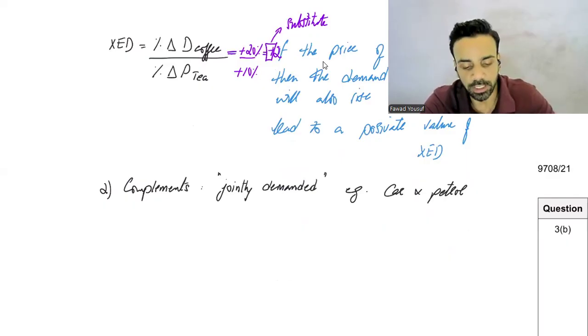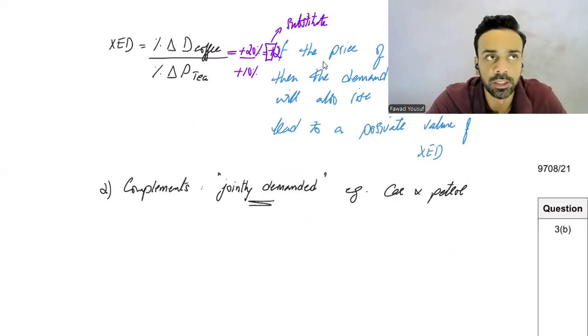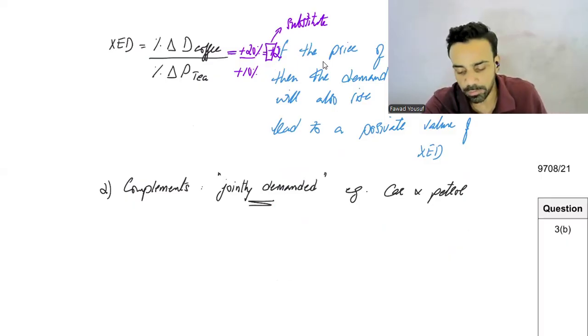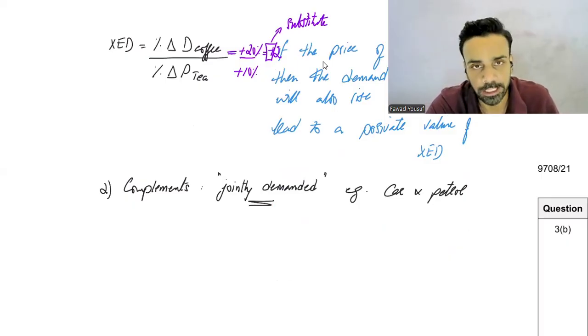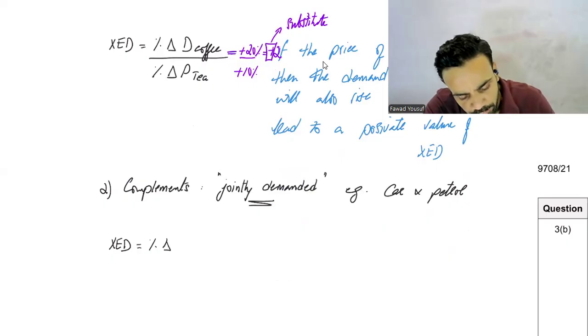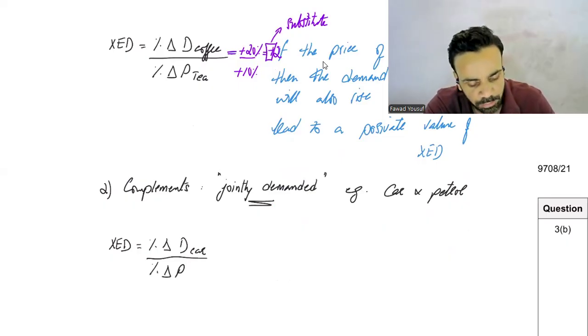Jointly demanded is the term. You can also use things like the two goods that are used together, two goods which can be used with each other. Jointly demanded is the term we prefer first. And again, I can do the same formula: how much the demand for cars will be affected if there is a change in the price of petrol.